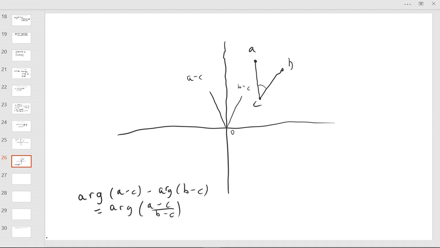In particular, if C was the origin, in which case we'd be finding the angle between two complex numbers with respect to the origin, the angle between them would just be the argument of the ratio a over b. So this is quite useful, and the argument of a over b comes up quite a lot in competitions.